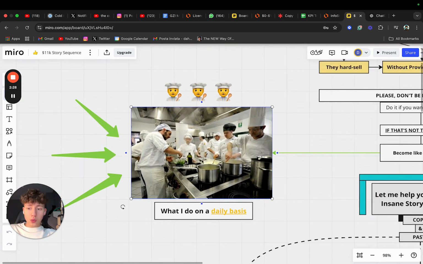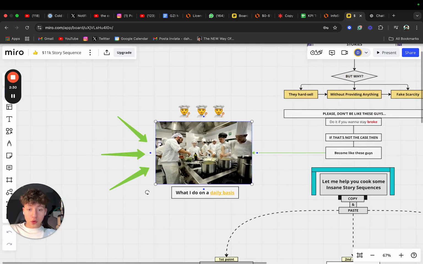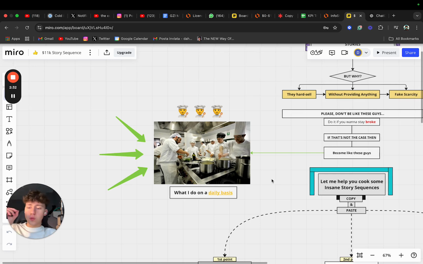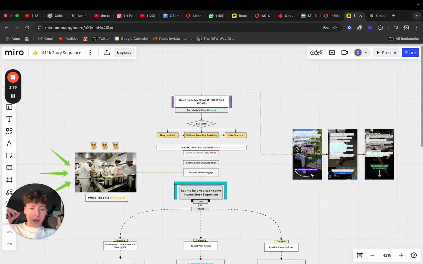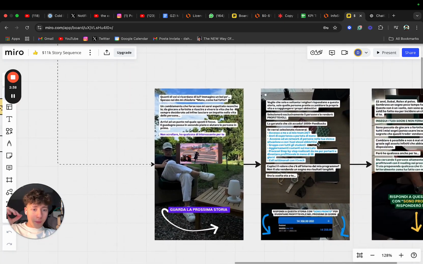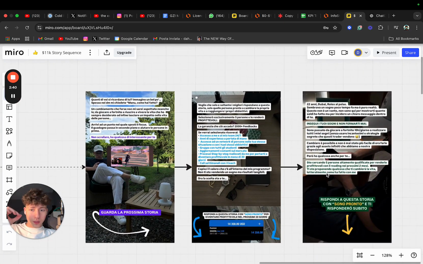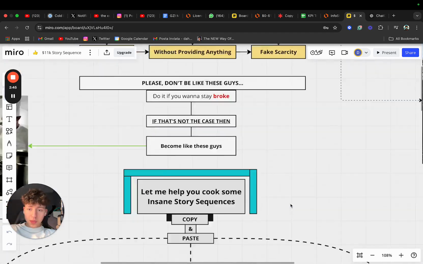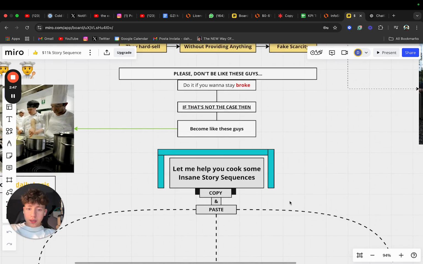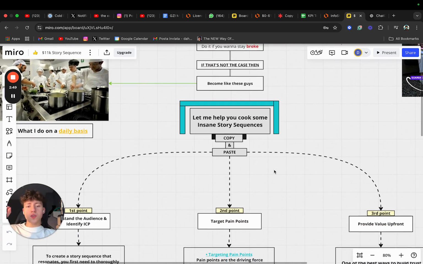Look at these guys, bro. They know what they're doing. They're cooking so hard. And that's exactly what I do on a daily basis for me and for my clients. I'm going to reveal the exact systems that I've leveraged for my clients to make 11.3k with a story sequence. Literally 3 stories, a couple of words, a CTA. That's what it is, bro. So let me help you cook some insane story sequences.